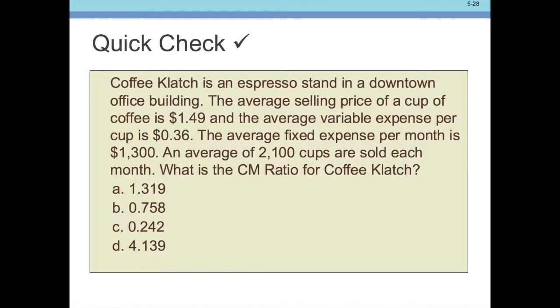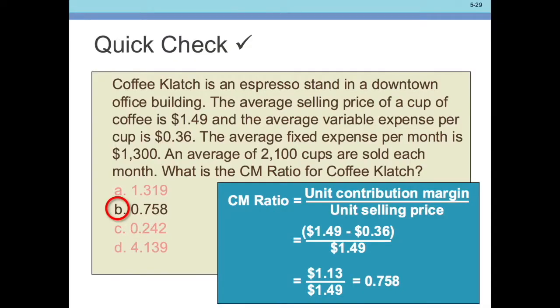If we go past that, we get into our Coffee Klatch espresso stand, and we have some questions here you should be able to answer pretty simply. The average selling price of a cup of coffee is $1.49. The variable expense of it is 36 cents, and the average fixed expense per month is $1,300. With an average of 2,100 cups of coffee sold each month, what is the contribution margin ratio for Coffee Klatch?